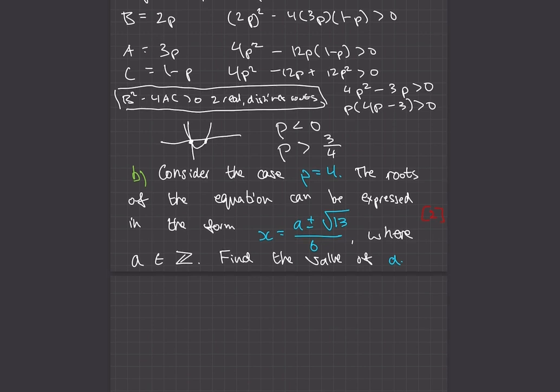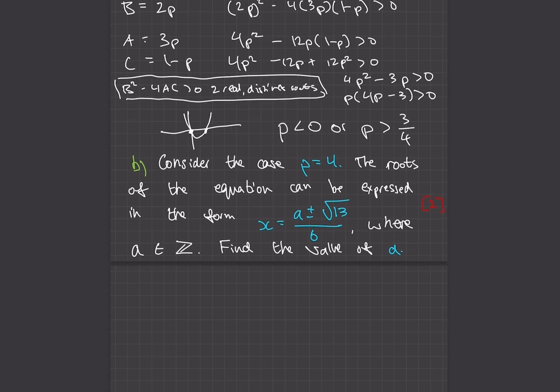Okay, so we found our range. I'll rewrite it a bit nicer. So p is either less than 0 or p is greater than 3 over 4. So those are our range of values of p. Now they tell you to consider the case p is equal to 4, which is in this end, right? It's greater than 3 over 4.